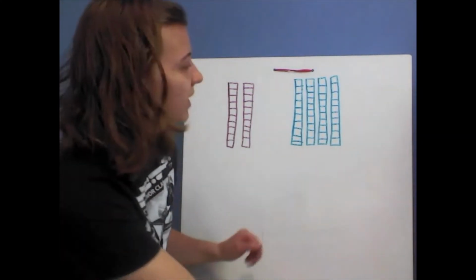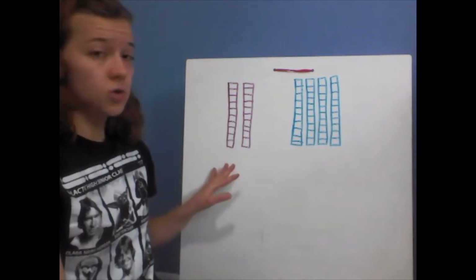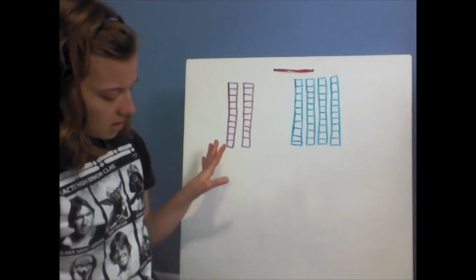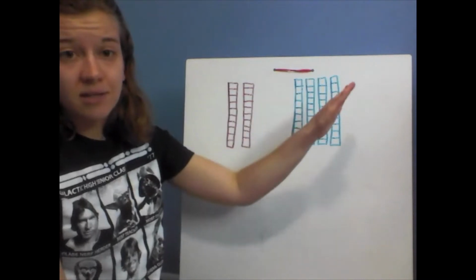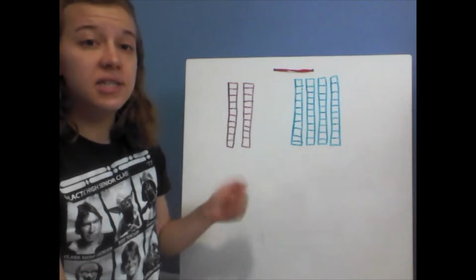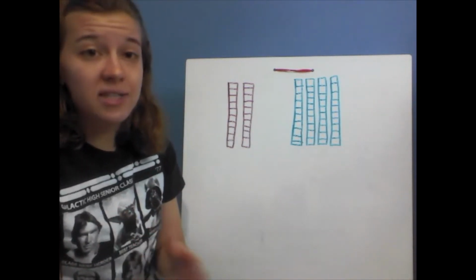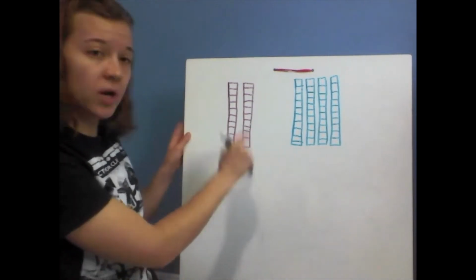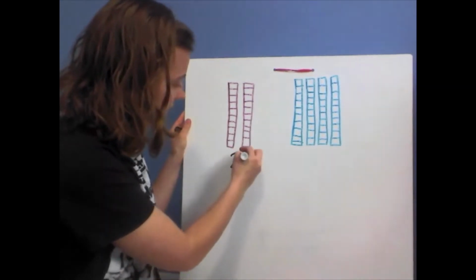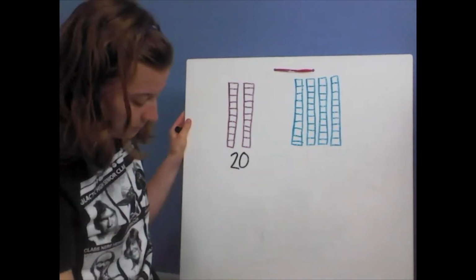Now, what does the model show? It shows two 10s and four 10s, right? Or altogether, that would be six 10s, right? So it shows two 10s and four 10s, or altogether six 10s. Now, what does two 10s equal? Two 10s equals 20, right? Because we go 10, 20. All right, so let's put that down here. You can write this on your paper too. 20. Two 10s equals 20, right?